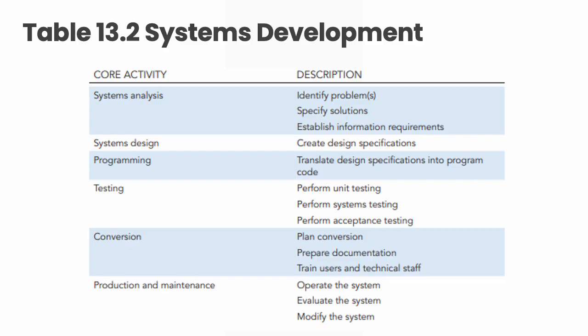So let's do a quick review. This table is a perfect summary of the entire system development lifecycle. It shows us the 6 core activities that every IT project must follow to build a successful new system. First one is system analysis. This is the first step. We try to identify the problems we need to solve, and then we figure out what the new system needs to do and what information it must handle.